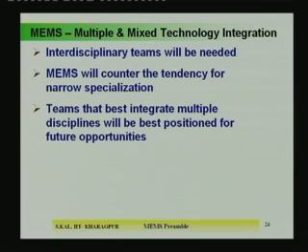Teams that best integrate multiple disciplines will be best positioned for future opportunities, and new materials are also necessary nowadays because of different applications. What are those materials? As I mentioned, polymer is coming in a big way in MEMS devices, because a lot of polymer materials are biocompatible. On the other hand, silicon devices are not always biocompatible. So, that is why a lot of emphasis is given nowadays to polymer MEMS research, and a lot of composite and ceramic materials are also coming into the picture.